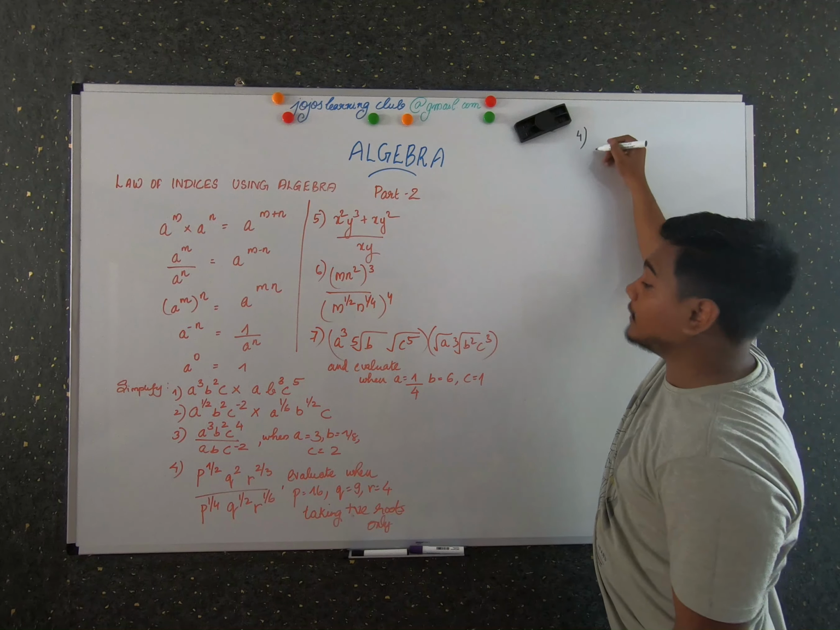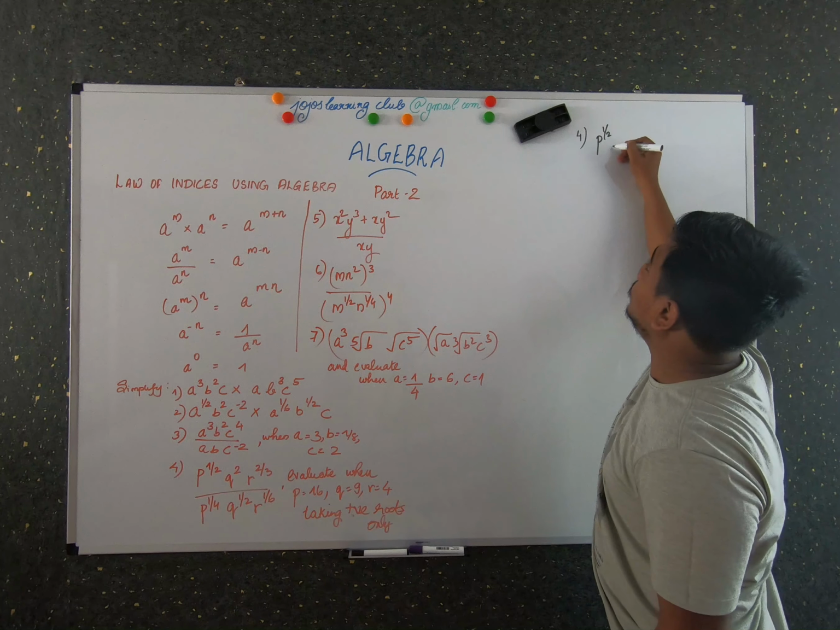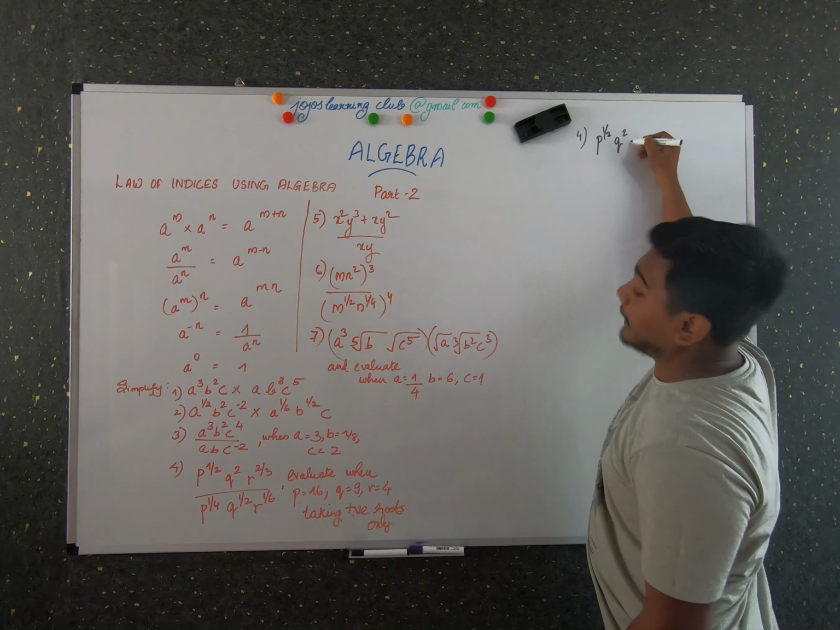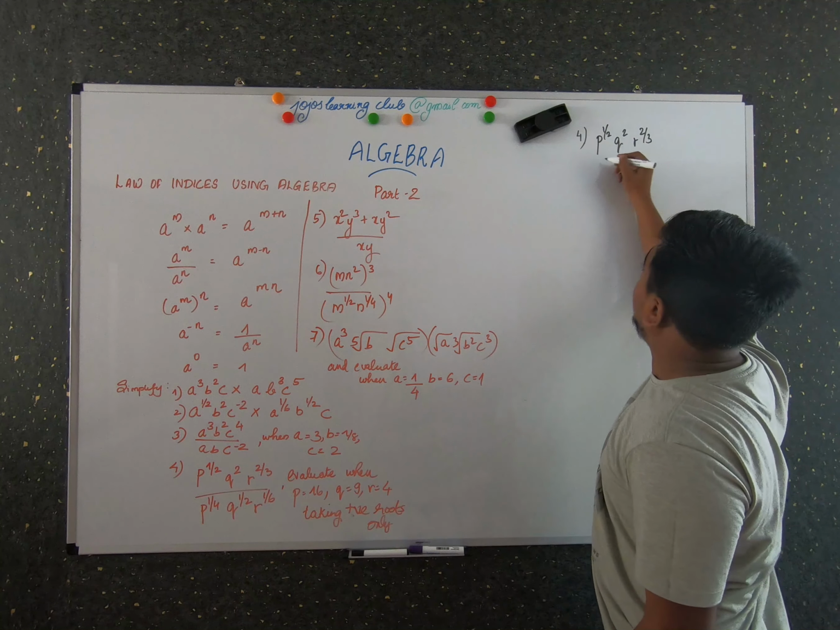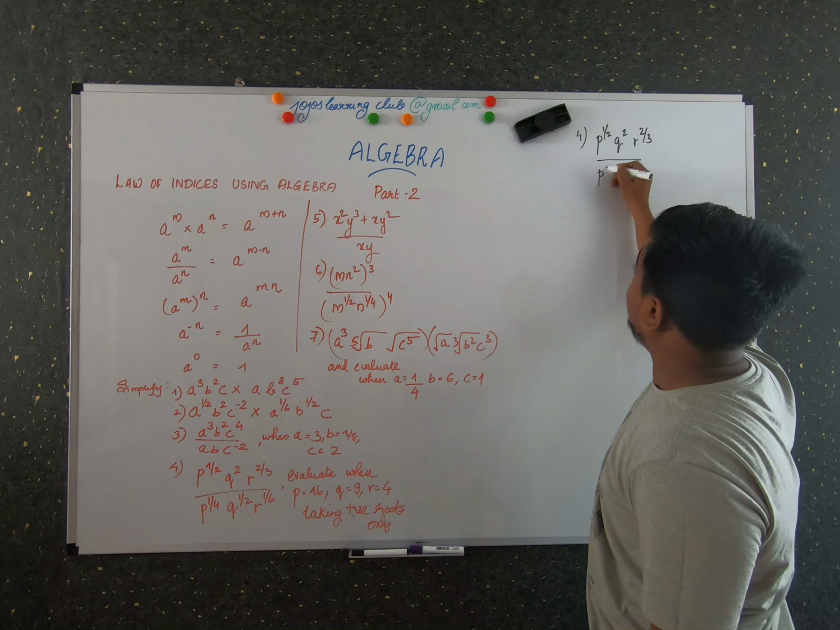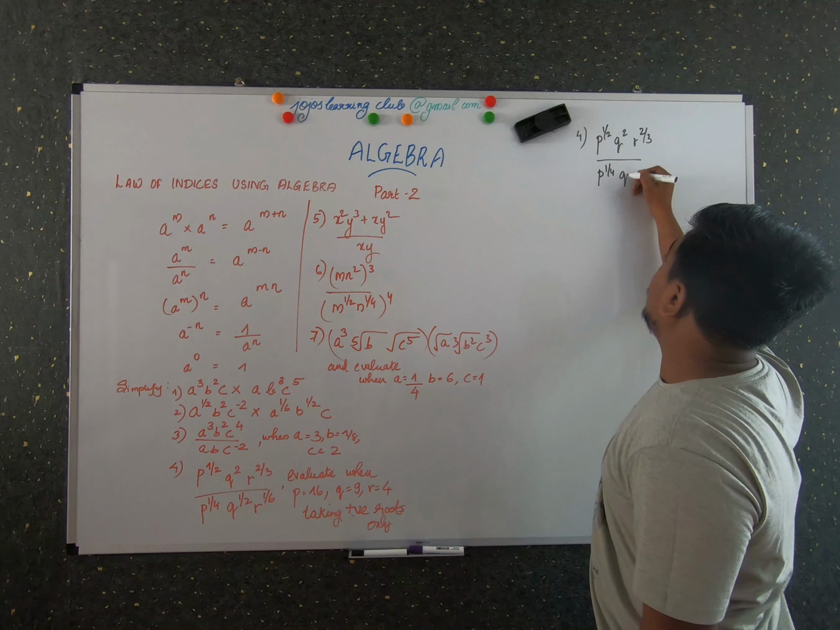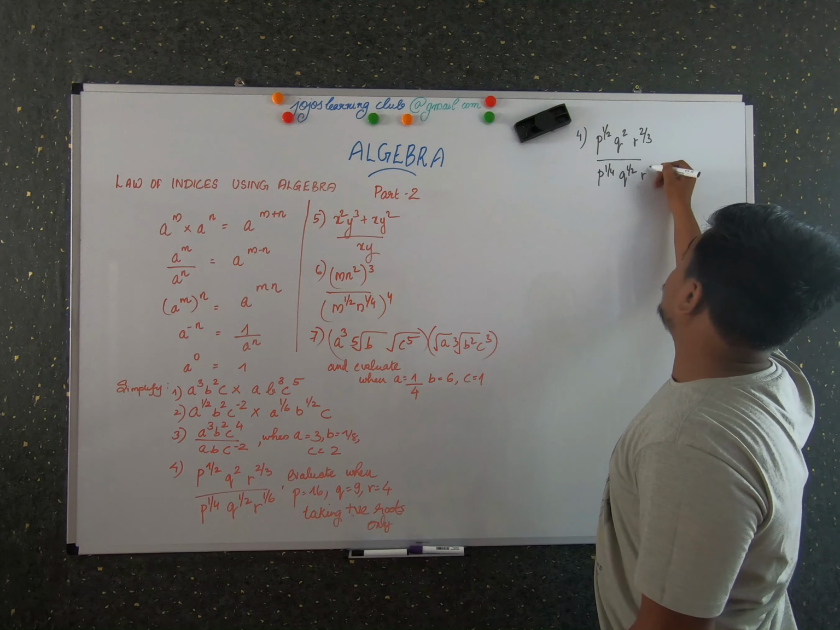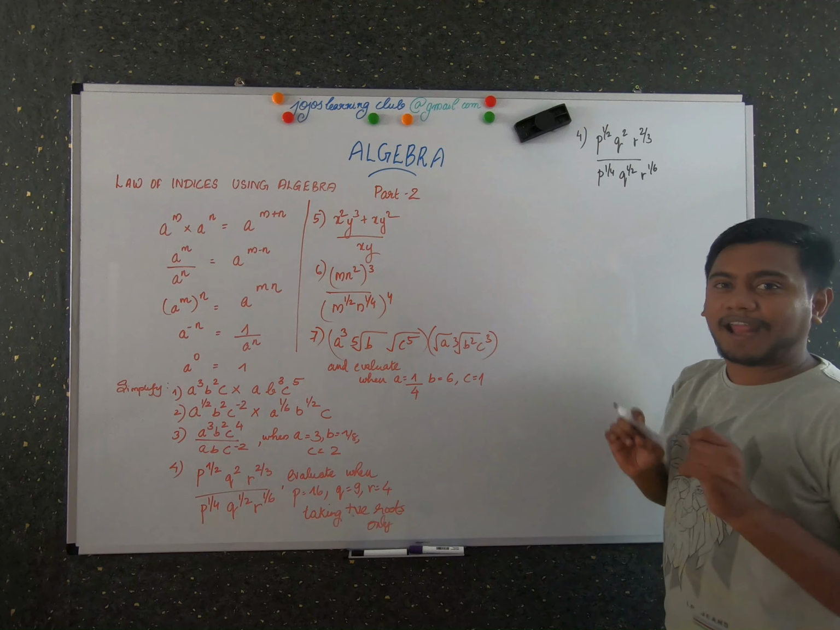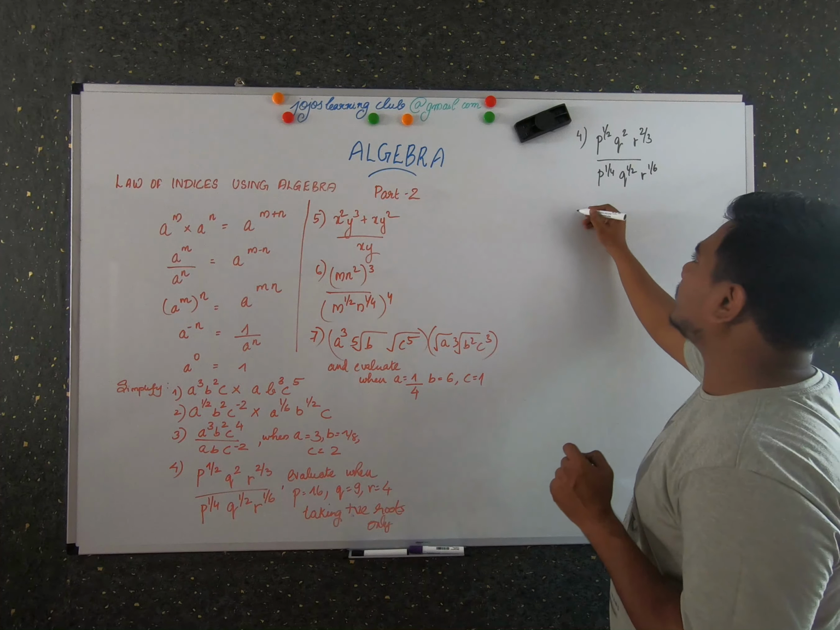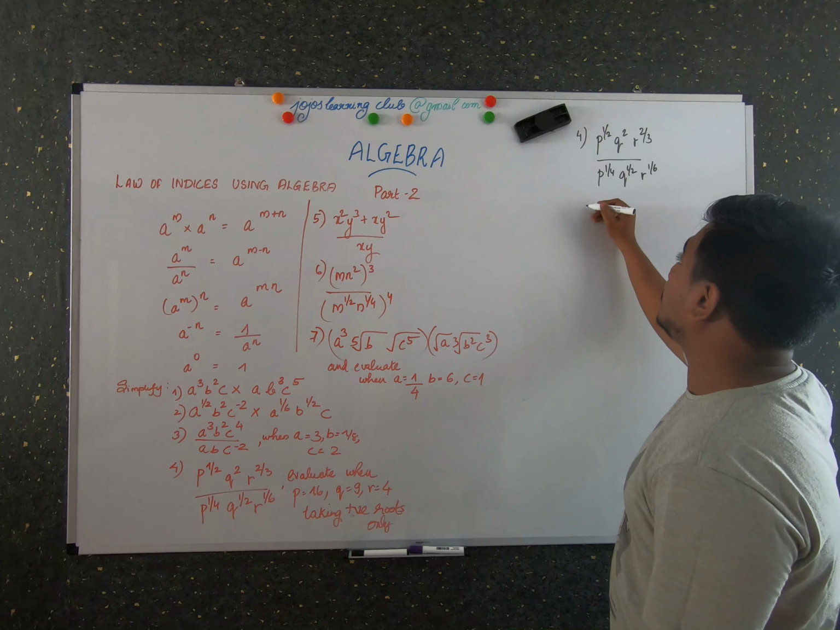So the fourth problem was P raised to 1 by 2, Q squared, R raised to 2 by 3, divided by P raised to 1 by 4, Q raised to 1 by 2, and R raised to 1 by 6. So most of these are fractions, so you have to simplify it. It is a little bit tougher than all three problems before.